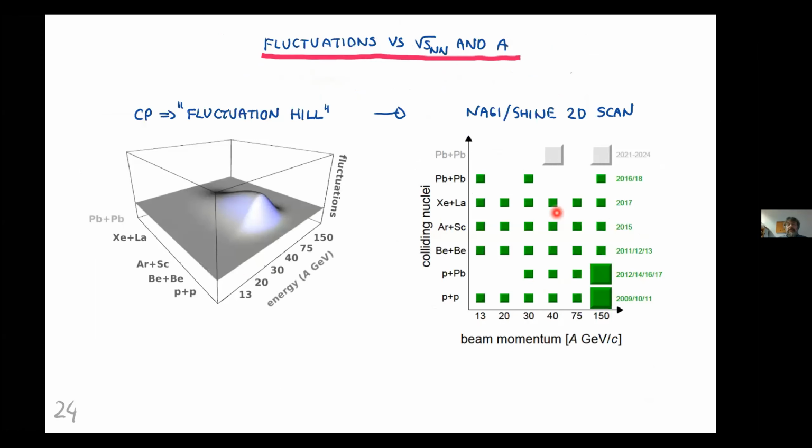I already showed what we did for this scan. These are these green boxes. This is the data we recorded, and we slowly, tediously analyze it and release results one by one.